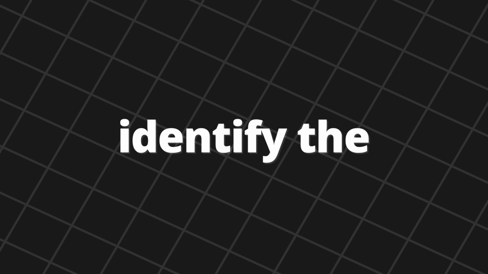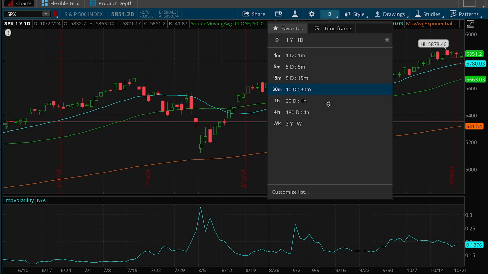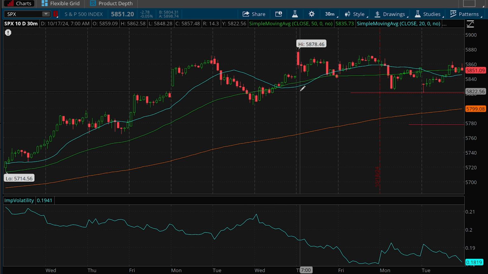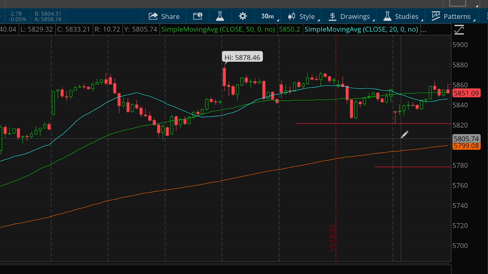But we have to also identify what the short-term trend is. And what I like to do is drop it down to the 30 minutes. And what you can see here is in the 30 minutes, the market is actually consolidating and running sideways to a certain extent.